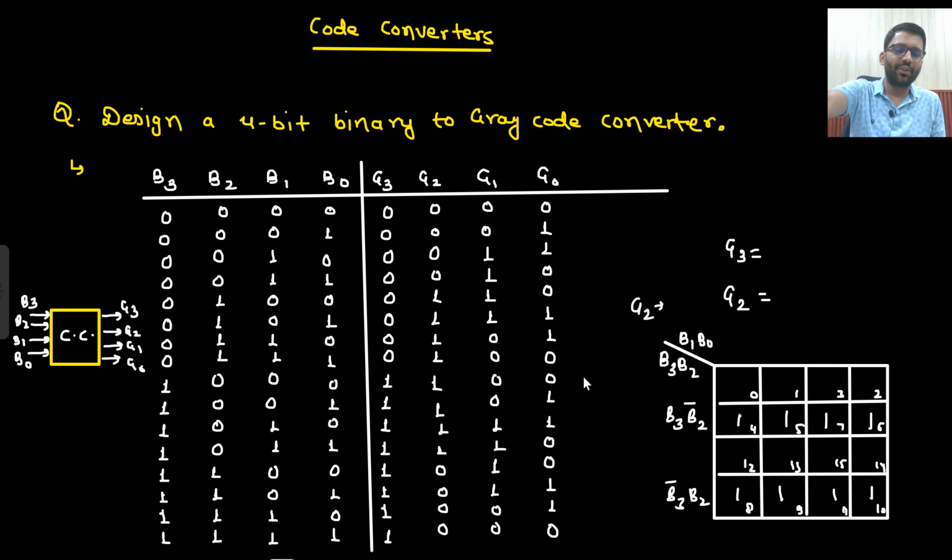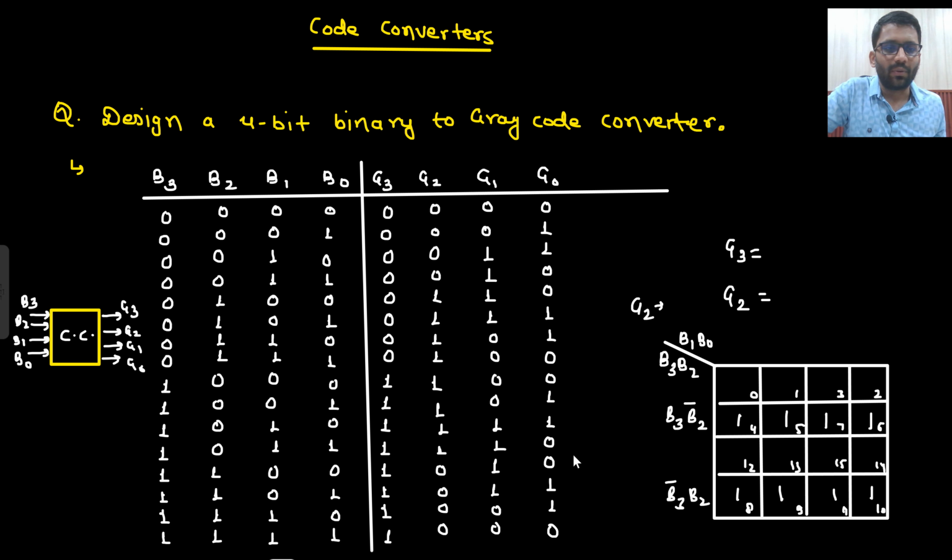So if this is my input 0000, with respect to that what is the gray code? 0000 only. If this is my input, with respect to that what is the gray code? This is the gray code. For 2 what is the gray code? This is the gray code. How have I written the gray code? 8 times 0, 8 times 1. 4 times 0, 4 times 1, 4 times 1, 4 times 0, 2 times 0, 2 times 1, 2 times 1, 2 times 0, 2 times 0, 2 times 1. So I hope you must have built the habit now.